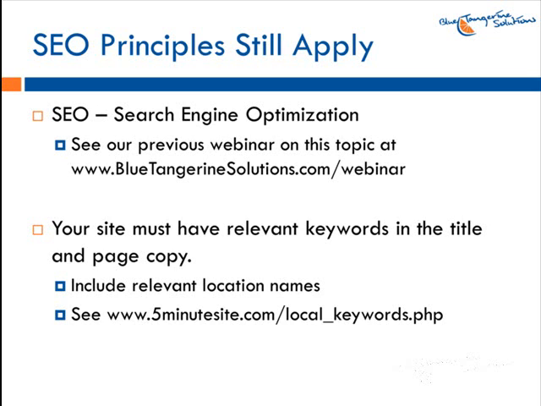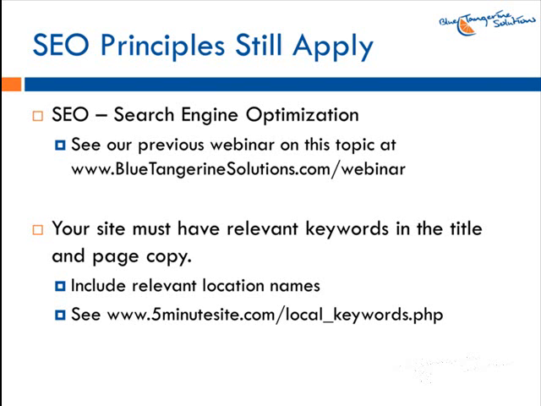A really interesting tool that we like, and it's not a tool that we created, is one found at 5minutesite.com/local_keywords.php. This tool actually lets you put in a particular zip code, and then it gives you the opportunity to specify a radius, and it gives you all the city names and other zip codes that fall within that radius.